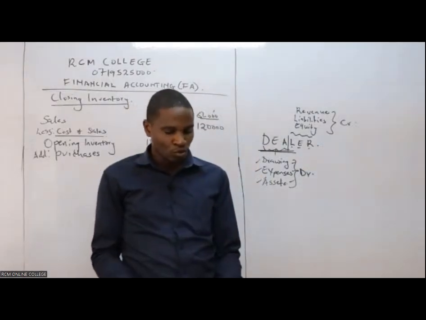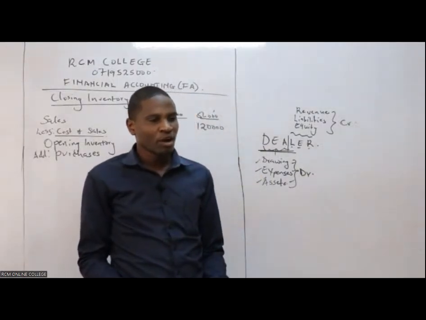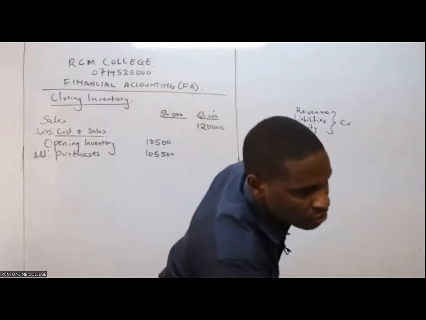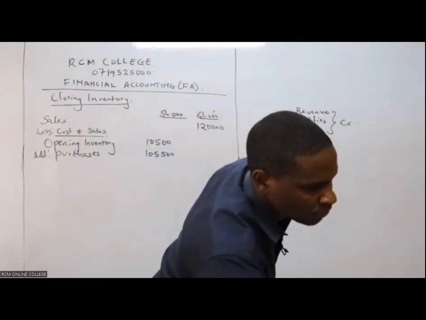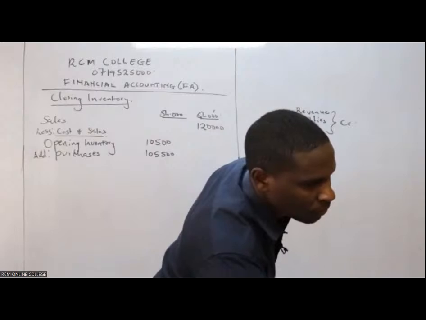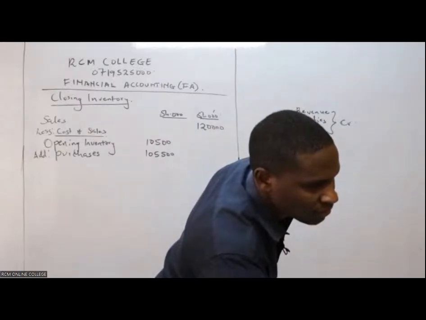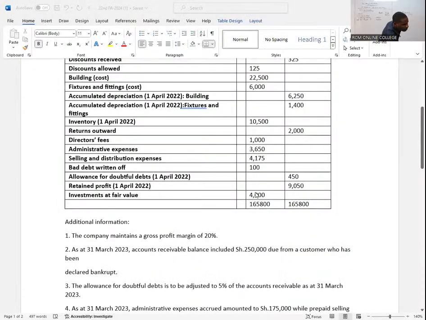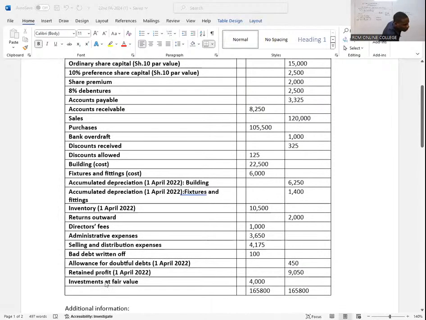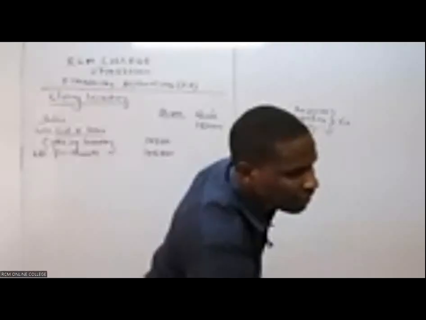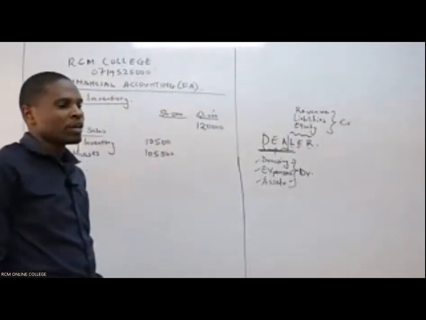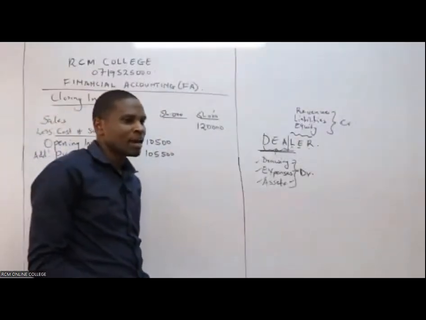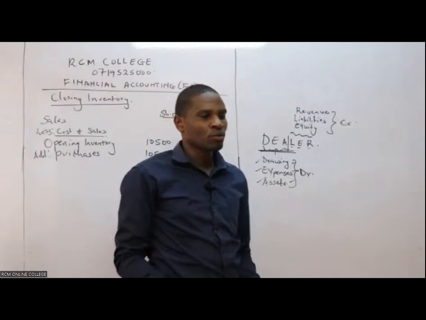Return outward. We've been given return outward. Let me share this for the sake of somebody who is wondering where Mwalimu is getting the figures. I hope you can see return outward just below the inventory. We have 2,000. Now, can you tell me, do we add return outward or do we less?